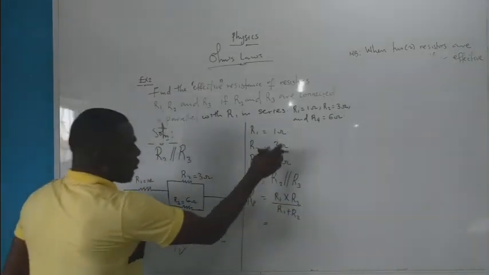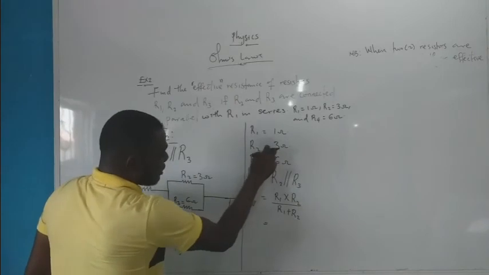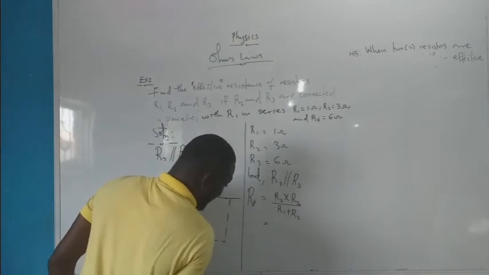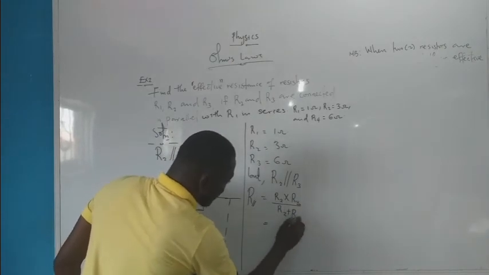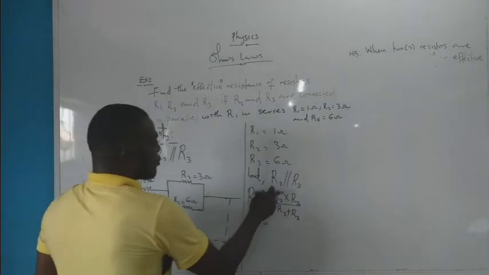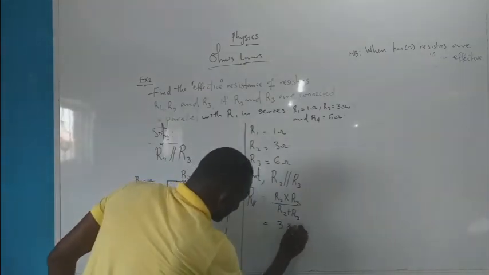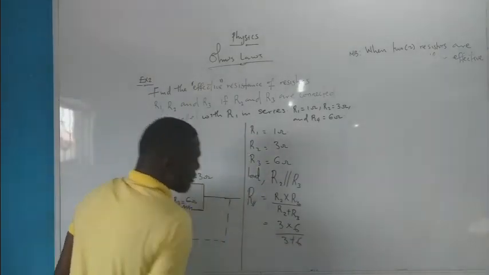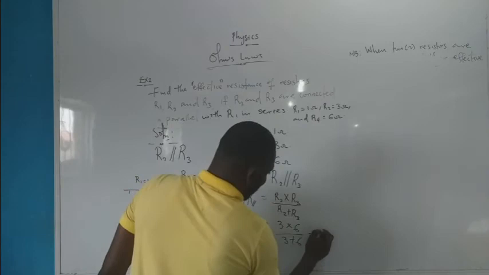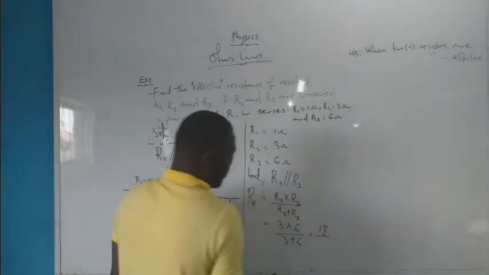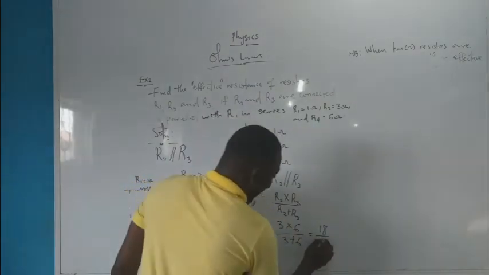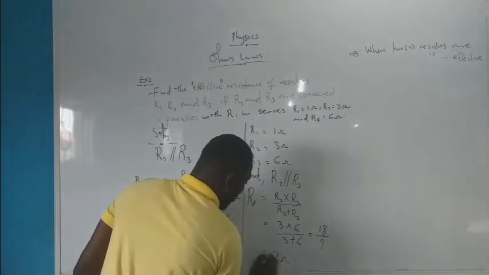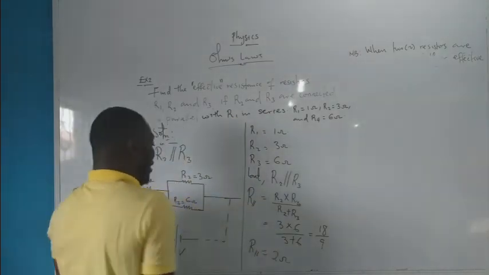So we are using R2 and R3 now. This will be R2, while this will be R3. What's R2? R2 is 3. 3 times 6 over 3 plus 6. 3 times 6 is 18, upon 9, which gives us 2 ohms. That's the parallel connection.